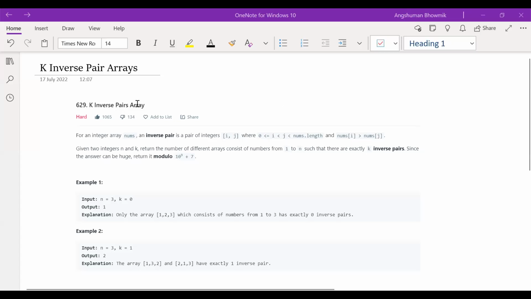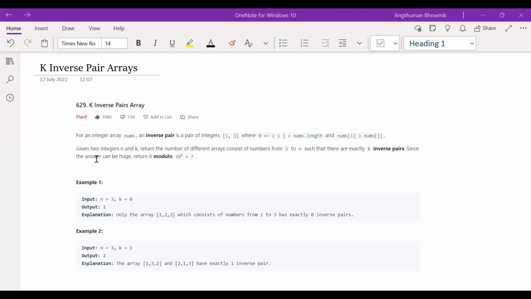Hello everyone. Today we will be solving the Leetcode daily challenge, that is K inverse pairs. The problem statement is: for a given integer array nums, an inverse pair is a pair of integers (i, j) such that i is less than j and nums[i] is greater than nums[j].